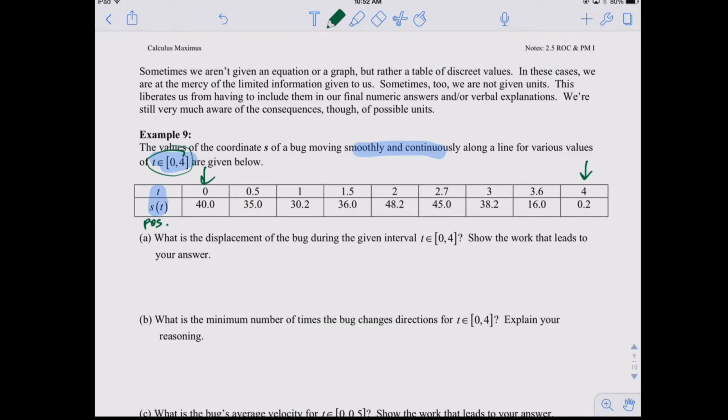that they're telling us. Sometimes you might have extra values in the table, like I could give you values at 4.2 and 5, and those would be irrelevant when you're looking at the interval from 0 to 4. So be mindful of that.